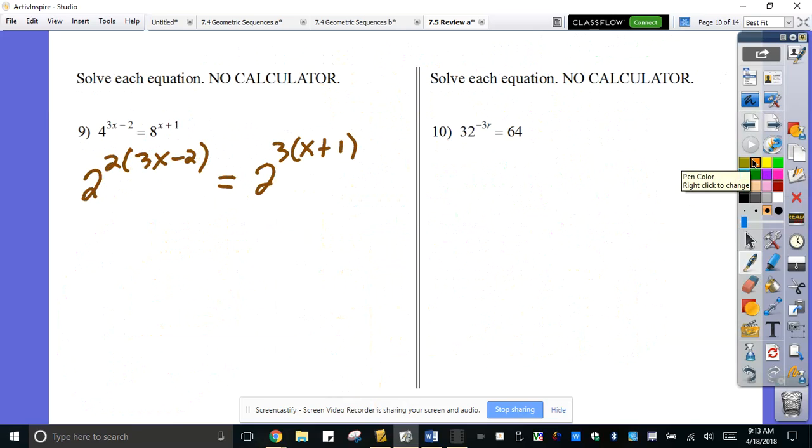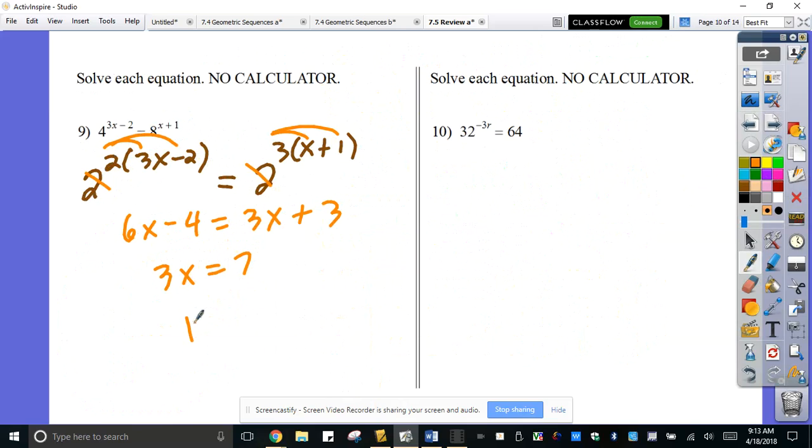And I believe you know the answer from here. You know how you can work from here. Cancel this out. Distribute, distribute, distribute, distribute. 6x minus 4 is equal to 3x plus 3. Solve that. The 3x equal to 7. So x equal to 7/3.